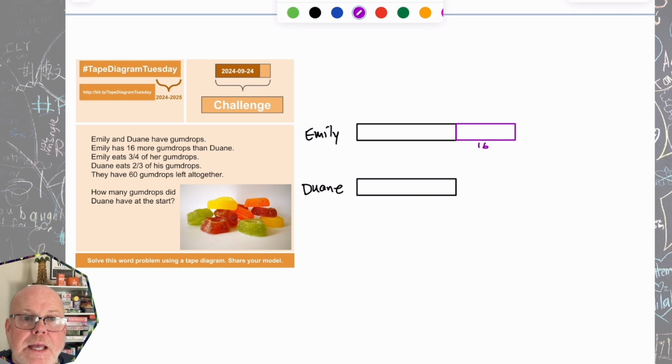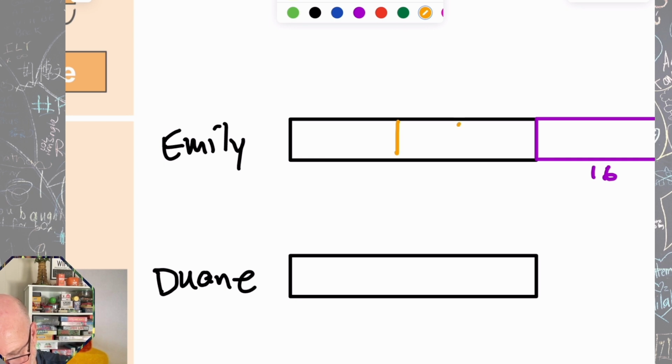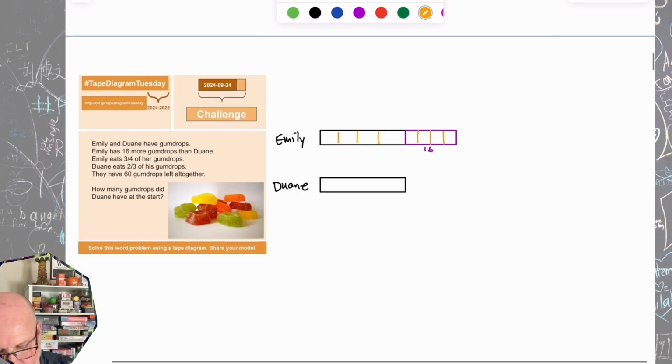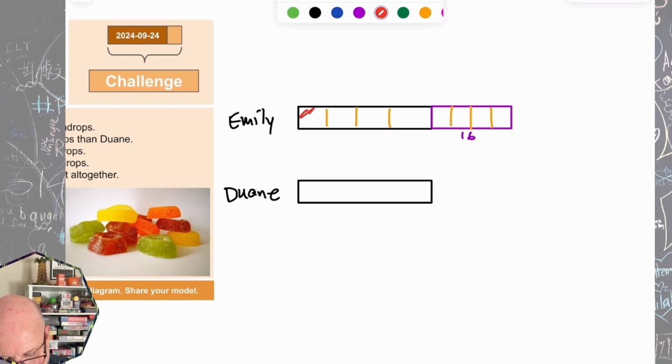And then it says Emily eats 3/4 of her gumdrops. Duane eats 2/3 of his gumdrops. They now have 60 all together. It doesn't say they're equal or anything. So how are we going to model Emily eating 3/4 of her gumdrops? Well, I know if I take this first piece and cut it up into 4, and then I take this 16 and cut it into 4, then if she eats 3/4 of her gumdrops, that means she's going to eat one of these plus one of these 4.